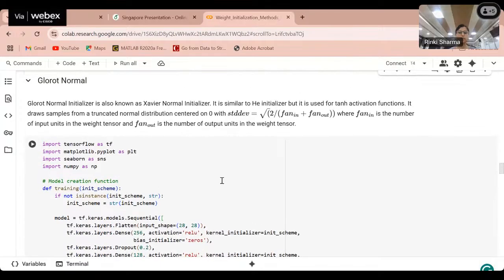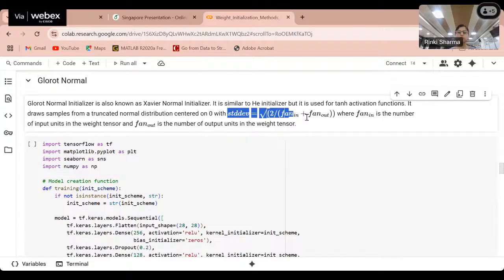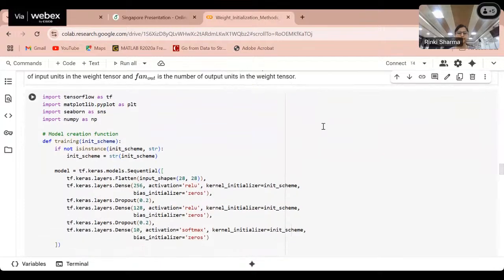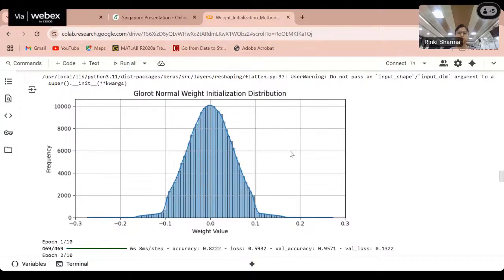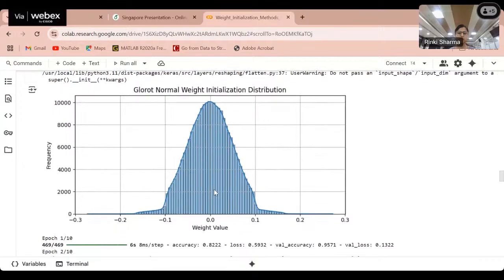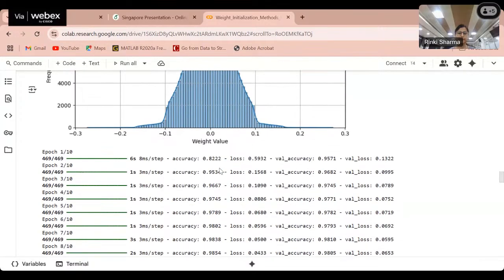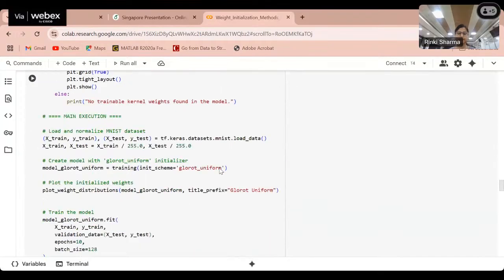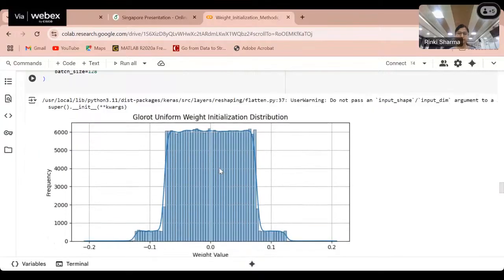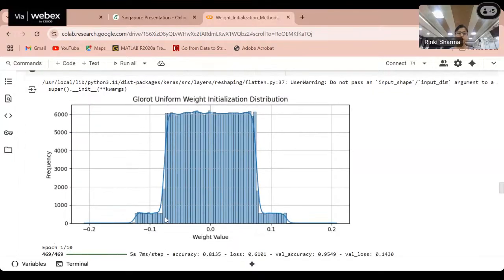And again, the Glorot normal initializer. This is the formula, if you remember it from the morning session. And this is how the Glorot normal weight initialization distribution will look. This is also centered at 0. And Glorot uniform has high frequencies between here and here, and some low frequencies near minus 0.1 to 0.1.